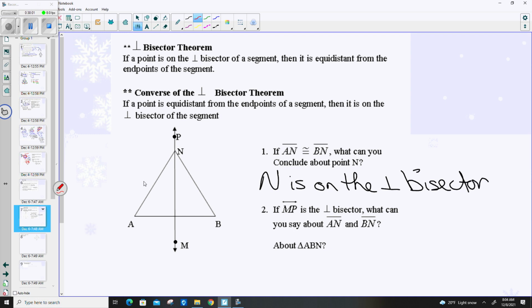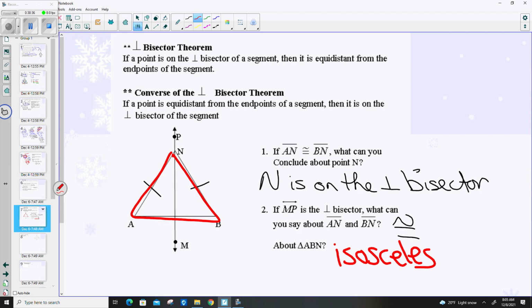All right, different situation. If I know that line MP is the perpendicular bisector, what can you tell me about AN and NB? What do I know about those two segments? They're congruent. Perfect. And if I know that those two are congruent, what could you tell me about triangle ABN? I don't think it's equilateral. You're close, though. Okay, it's isosceles because we have two congruent sides. We don't know for sure about the third side, so we can't say equilateral, but at least two congruent sides we know is isosceles. Good?